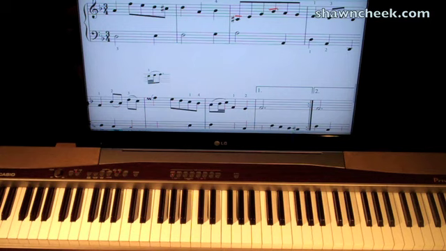So don't get too hung up on fingerings. Try different fingerings. Develop that instinct. You'll never develop it if you never try it. So don't get hung up on doing the exact fingering that's in the music or what I'm doing.